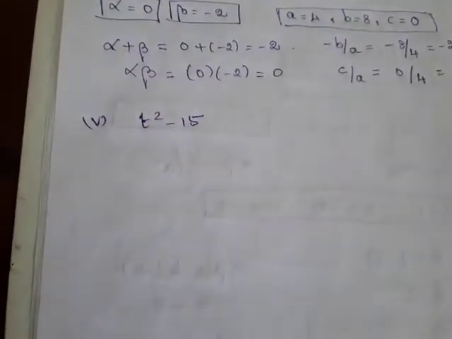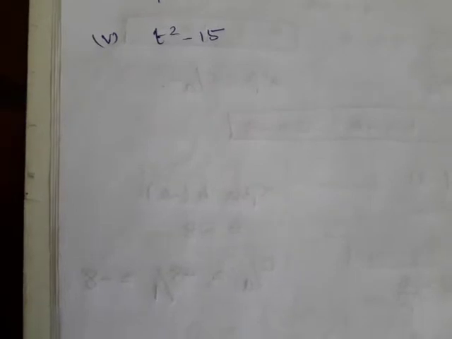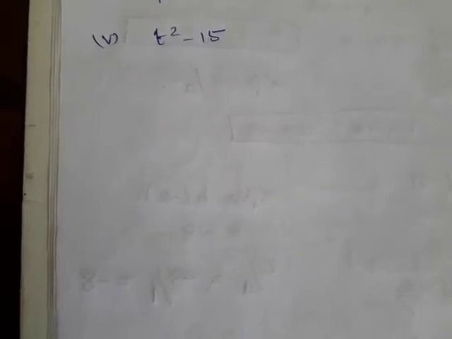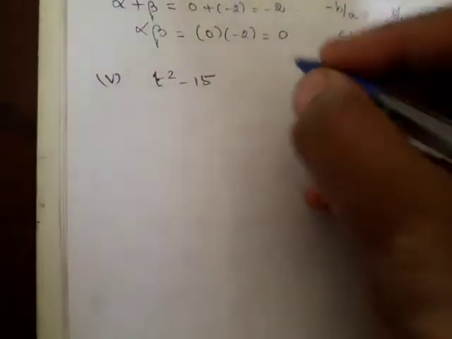We have another question, t square minus 15. How will you solve this problem? Here we don't have the middle term, but we have the constant term. So how will you do it? Here we cannot go with splitting the middle term. We cannot take the common term out. So directly equate it to 0.